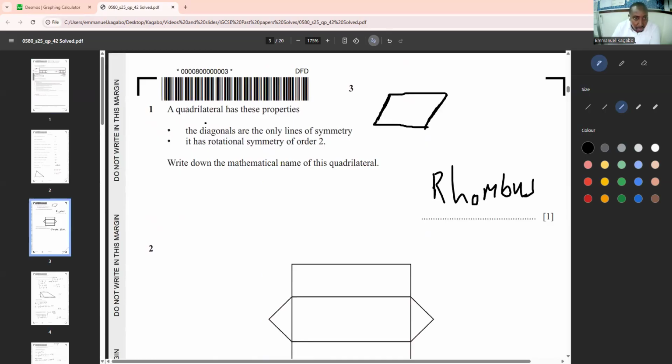Question 1. They told you it's a quadrilateral, a four-sided figure with these properties. So in geometry, I hope you studied this topic. You should be knowing the properties of quadrilaterals. They say the diagonals are the only lines of symmetry. Oh, okay. It has rotational symmetry of order 2. That shape is the only rhombus, okay? That's the one they're talking about here, okay? So they're asking you to write the name.